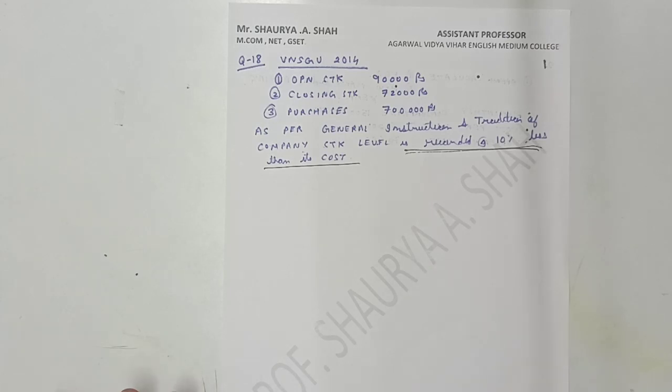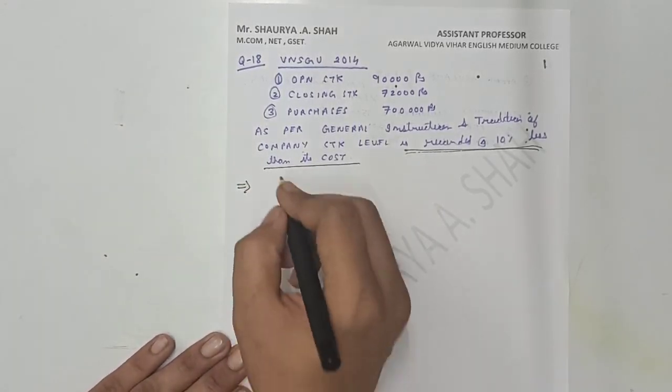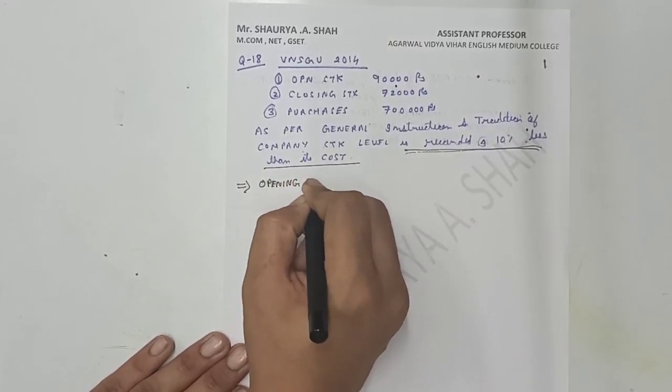So before calculating the ratio, you need to first find out the actual value of it. So what I'll do is find out the actual value. Understand very carefully, the next sum also is based on the same concept.